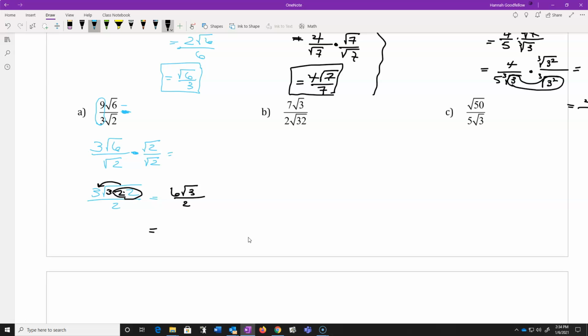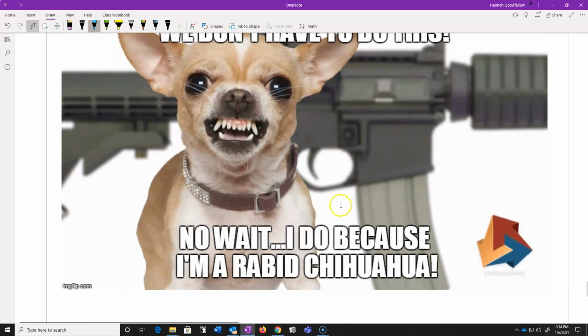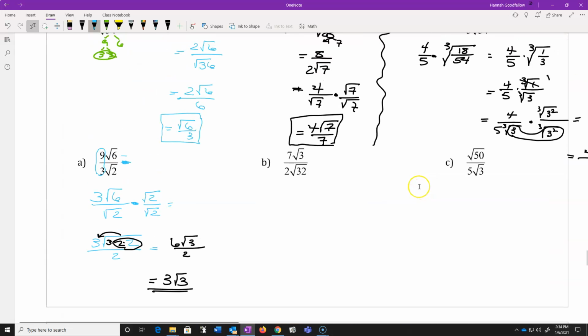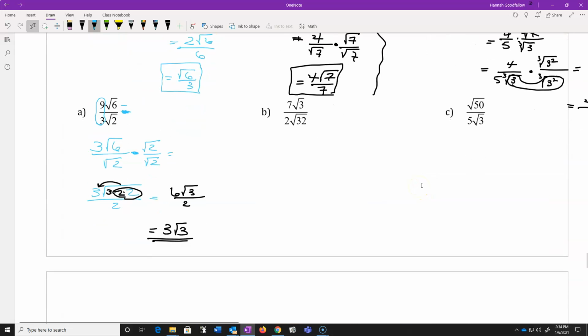I'm getting my rabid chihuahua-ness. Bite that thing. 3 square root 3. And that's what that one would finally turn into. Now remember, I'm not joking about this attitude. If your attitude is like, I'm going to bite the problem until I absolutely have got it finished up, you're going to be way better at this kind of concept, right? So bite your problem, figure out how to shake it down to its lowest possible values, okay?